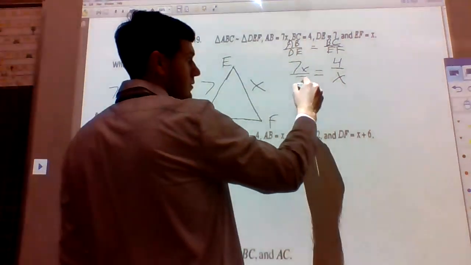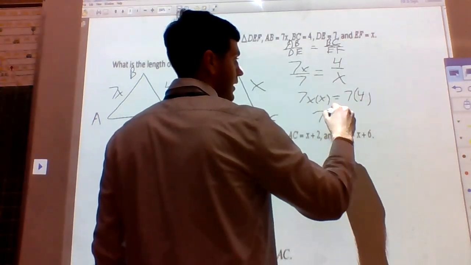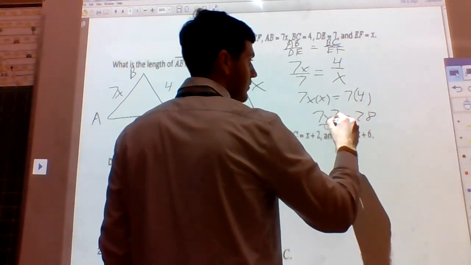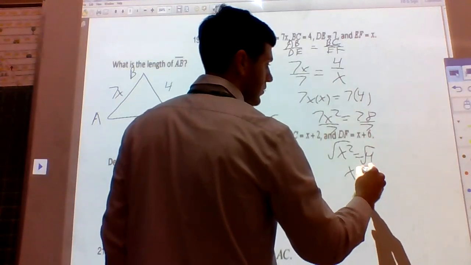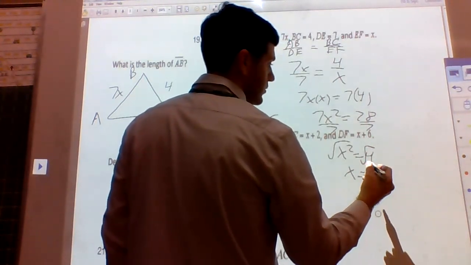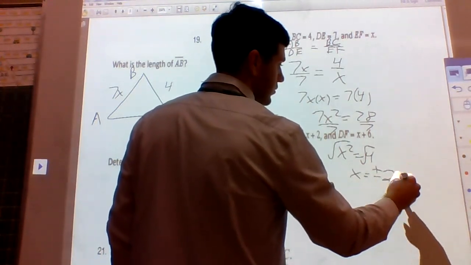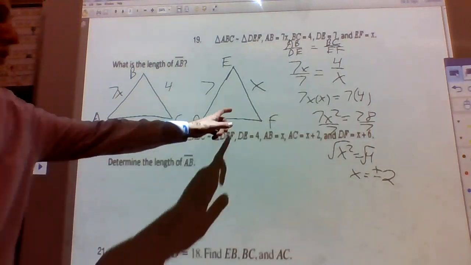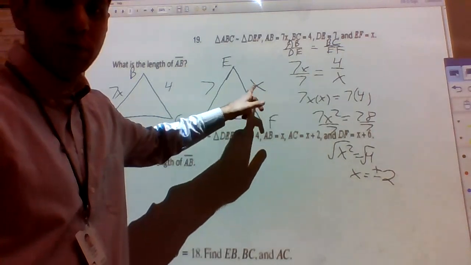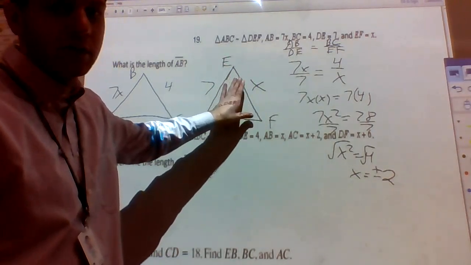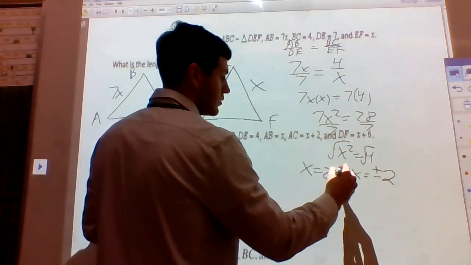Cross multiply, we get 7x times x, and 7 times 4, so we get 7x squared equals 28. Divide by 7, we get x squared equals 4. Square root, we get x equals plus or minus 2. But if we notice EF is x, so then we could say that's 2 or negative 2, but it can't be negative 2 because you can't have a negative side length. So we have to abandon the negative 2 and just say x equals 2.